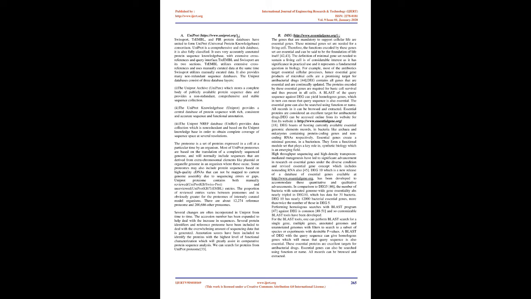The UniProt databases consist of 3 database layers. 1. The UniProt Archive, UniParc, which stores a complete body of publicly available protein sequence data and provides a non-redundant, comprehensive, and stable sequence collection. 2. The UniProt Knowledgebase, UniProtKB, provides a central database of protein sequences with rich, consistent, and accurate sequence and functional annotation. 3. The UniProt NREF database, UniRef, provides a data collection which is non-redundant and based on the UniProt Knowledgebase in order to obtain complete coverage of sequence space at several resolutions.